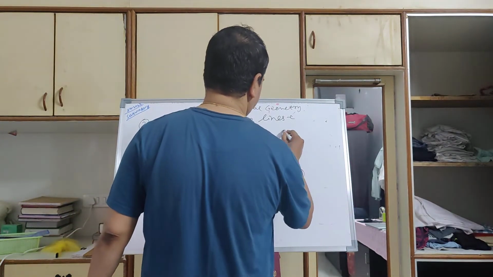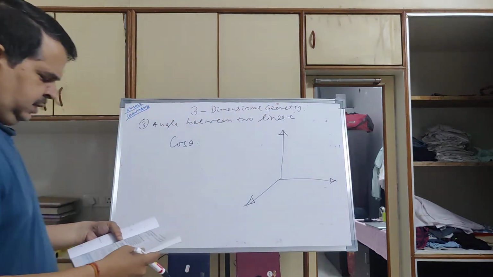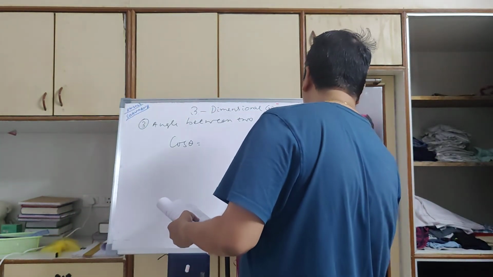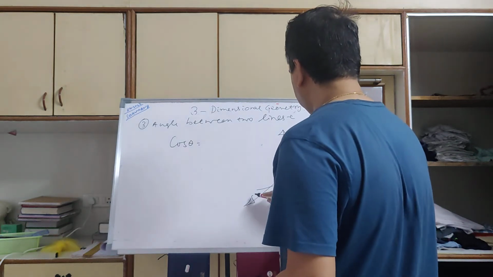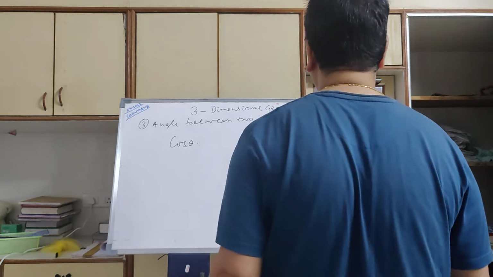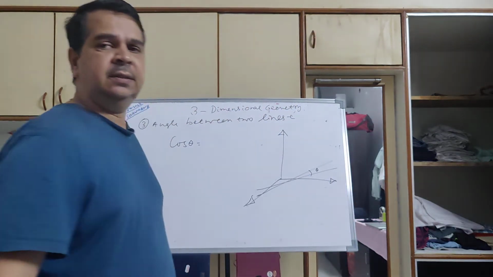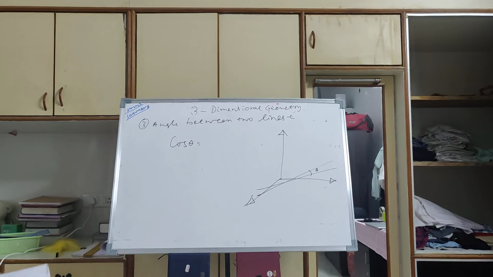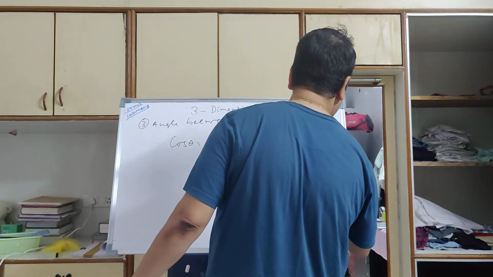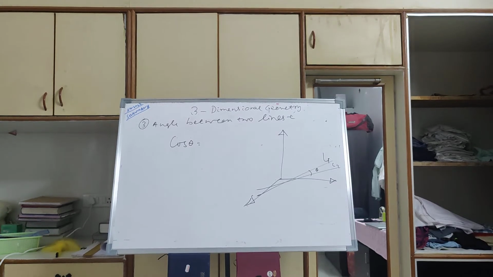Let me draw it in 3D plane. So let us say I have one line like this. Then let us say I can have another line like this. So these are my 2 lines, and there can be angle theta between these 2 lines. Let us say this is my line L1. Let us say this is my line L2. So I need to find the angle between these 2 lines.